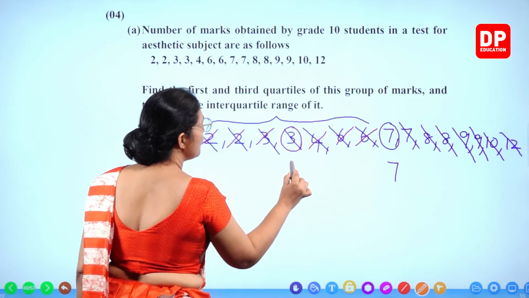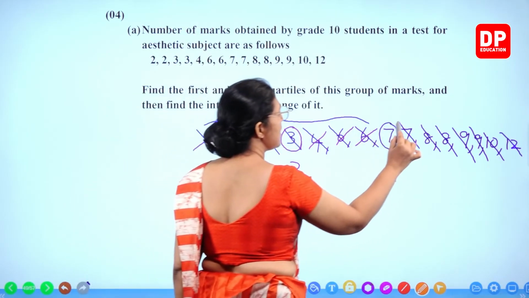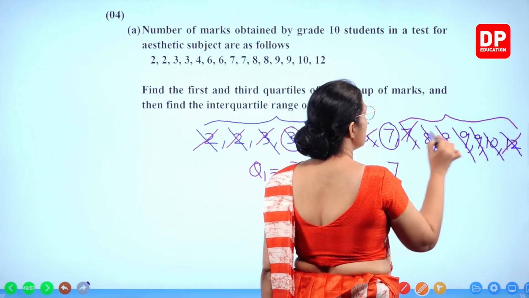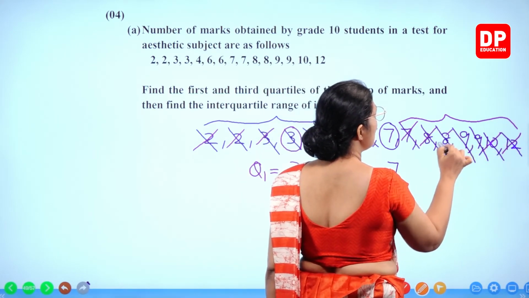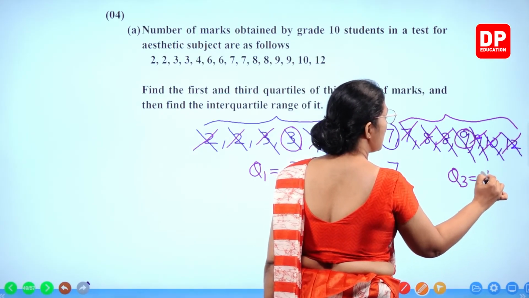So this one. So 3 is the first quartile. Then take the second set and again cross it out the corner ones to get the middle one. So this is the third quartile.